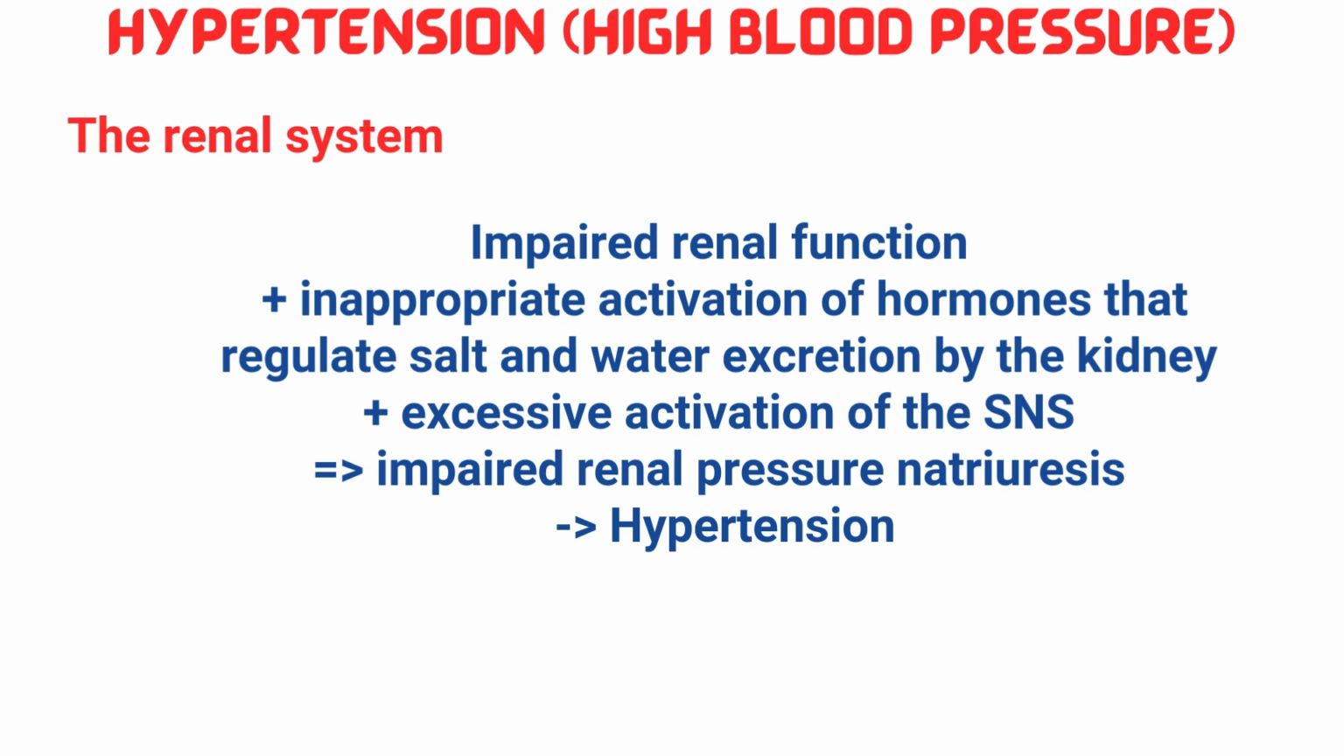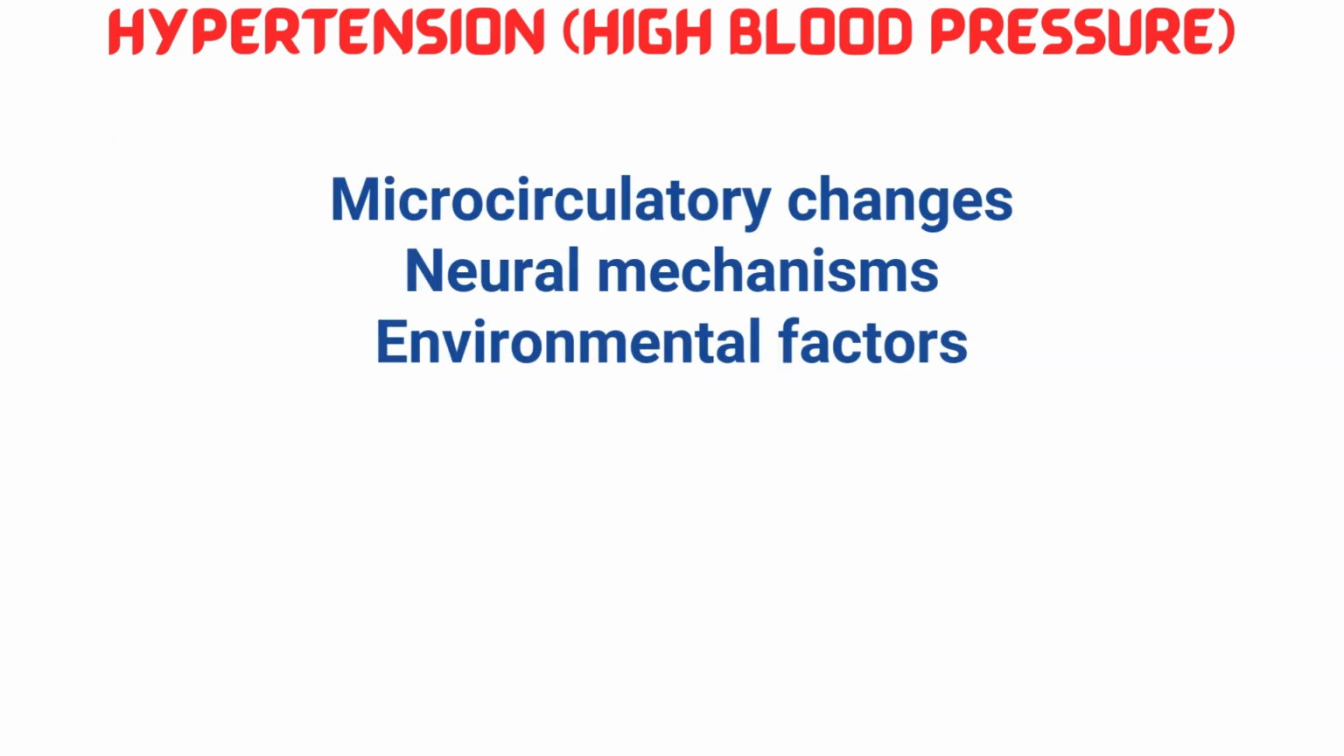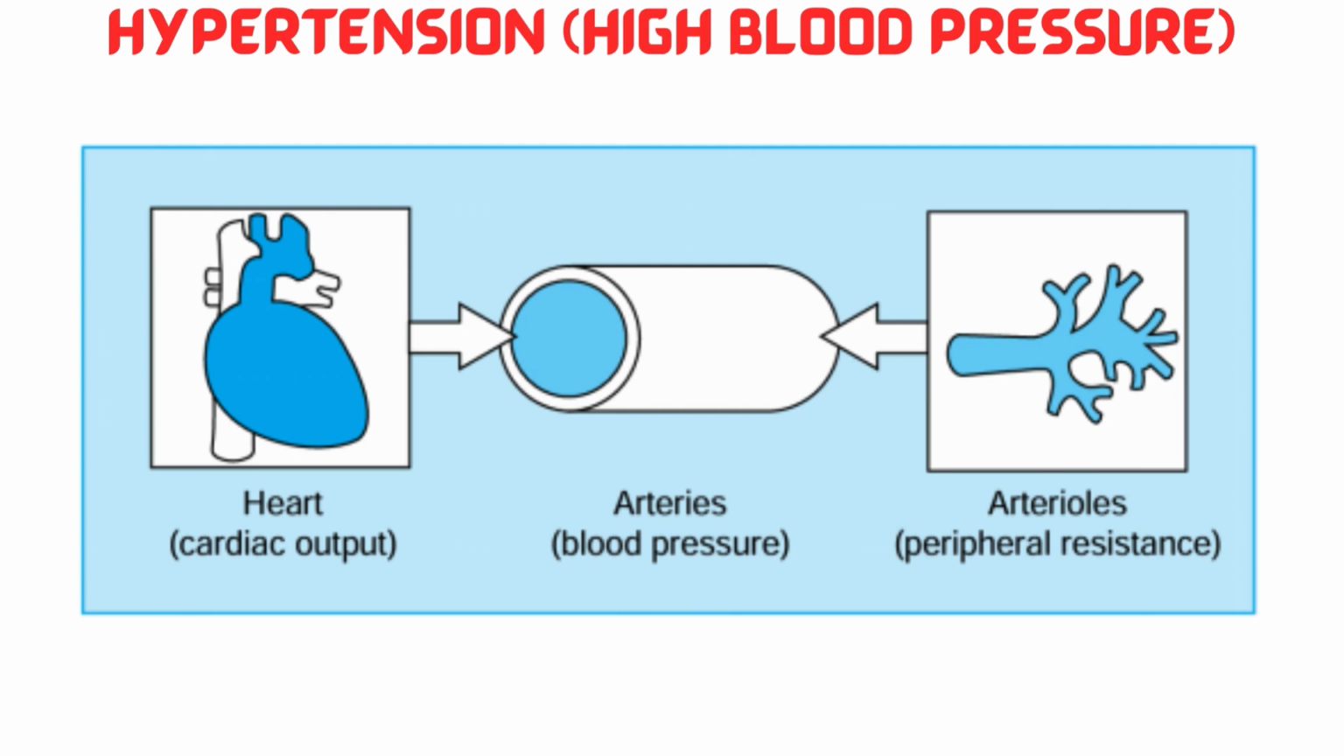In human essential hypertension, volume regulation and the relationship between BP and sodium excretion, that is pressure natriuresis, are abnormal. Apart from renal factors, microcirculatory changes, neural mechanisms, and environmental factors are attributed to hypertension development, which arises from increase in peripheral resistance and increase in volume overload. Arterioles and small arteries control peripheral resistance. Thus, arteriolar reduction in density and changes in small arteries increase the risk of developing hypertension.